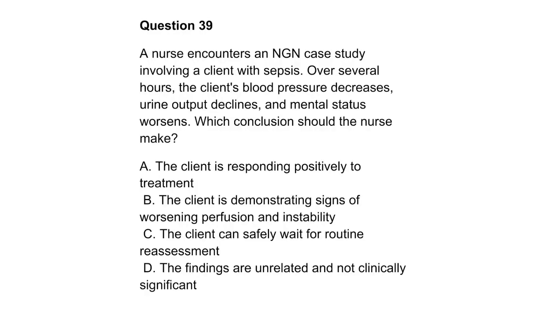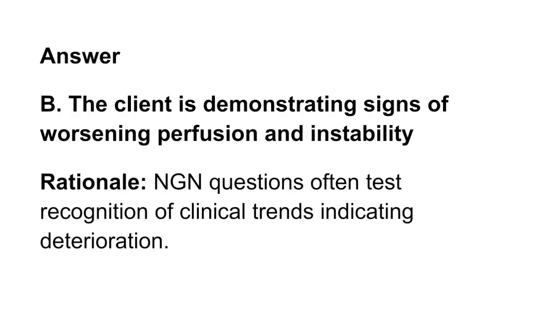Question 39. A nurse encounters an NGN case study involving a client with sepsis. Over several hours, the client's blood pressure decreases, urine output declines, and mental status worsens. Which conclusion should the nurse make? A. The client is responding positively to treatment. B. The client is demonstrating signs of worsening perfusion and instability. C. The client can safely wait for routine reassessment. D. The findings are unrelated and not clinically significant. Answer. B. The client is demonstrating signs of worsening perfusion and instability. Rationale: NGN questions often test recognition of clinical trends indicating deterioration.